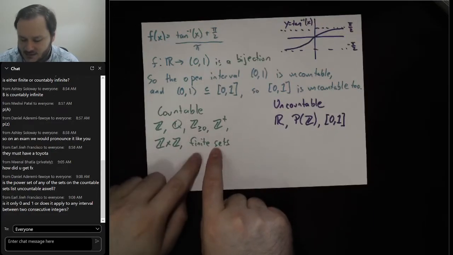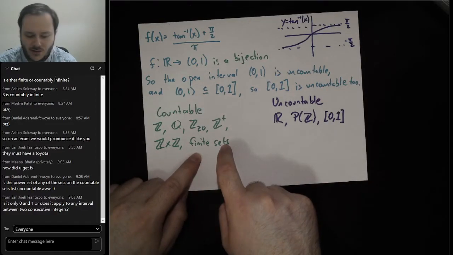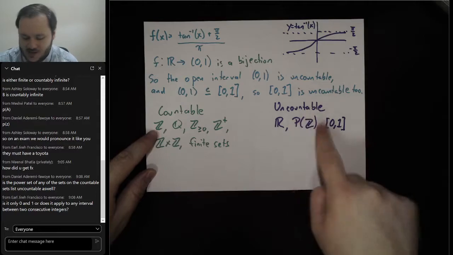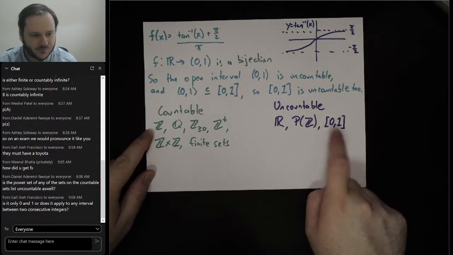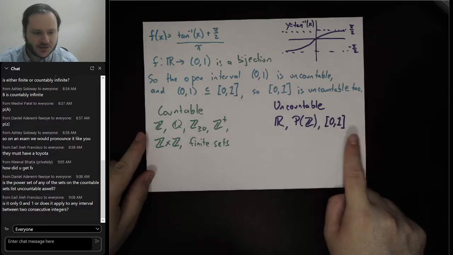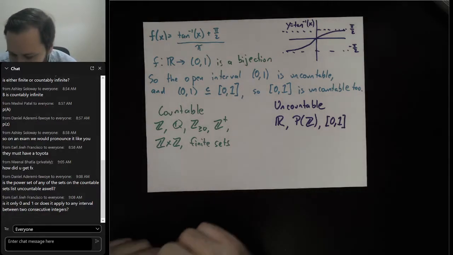Except for finite sets. The power set of a finite set is finite, just bigger. The power set of a countable set is uncountable. Really good question. Is it only 0 or 1, or does it apply to any interval? It applies to any interval. They don't even have to be consecutive integers. They don't even have to be integers.